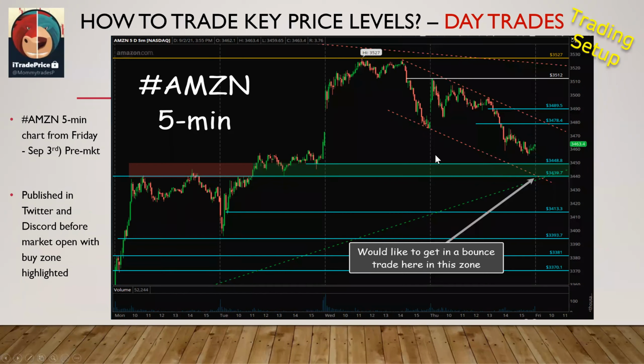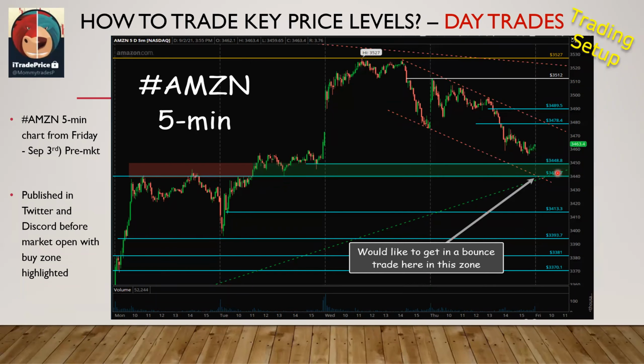So for example, this is the 5 minute chart of Amazon that was shared pre-market yesterday, before market open. The idea is, again, this will have all these key levels identified on the chart.